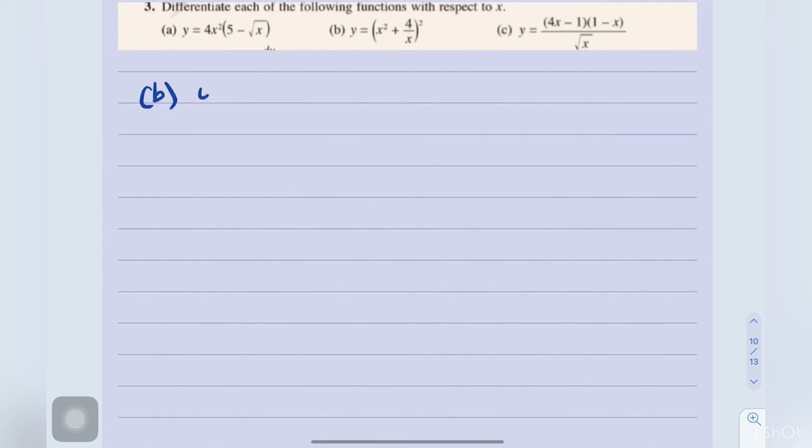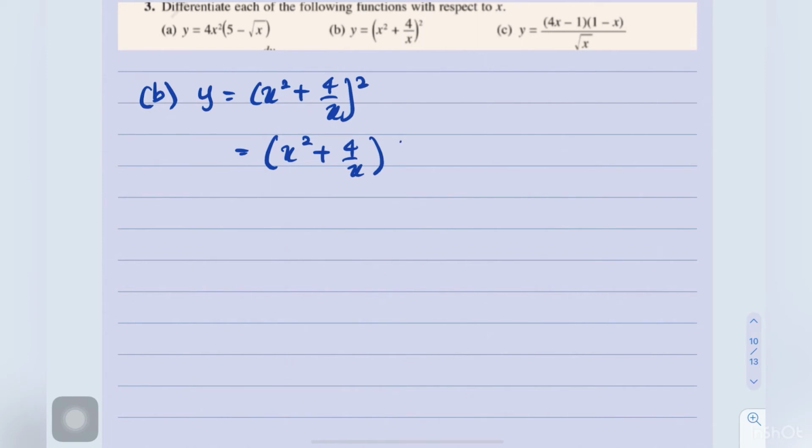B, y equals (x squared plus 4 over x) squared. First of all, you have to expand. So (x squared plus 4 over x) times (x squared plus 4 over x). Actually, this one you can expand shortly, but now I'm going to show you one by one. So, expand.